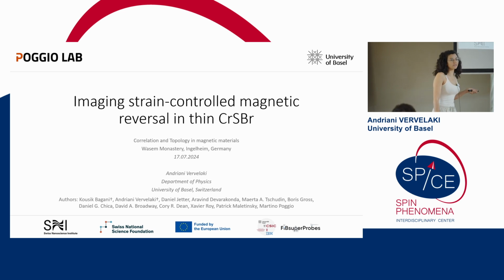And what I will present you today is imaging that we did using superconducting scanning SQUID microscopy on chromium sulfide bromide. More specifically, what we want to see is how the magnetic reversal is affected by a strain, an inhomogeneous strain on the material.